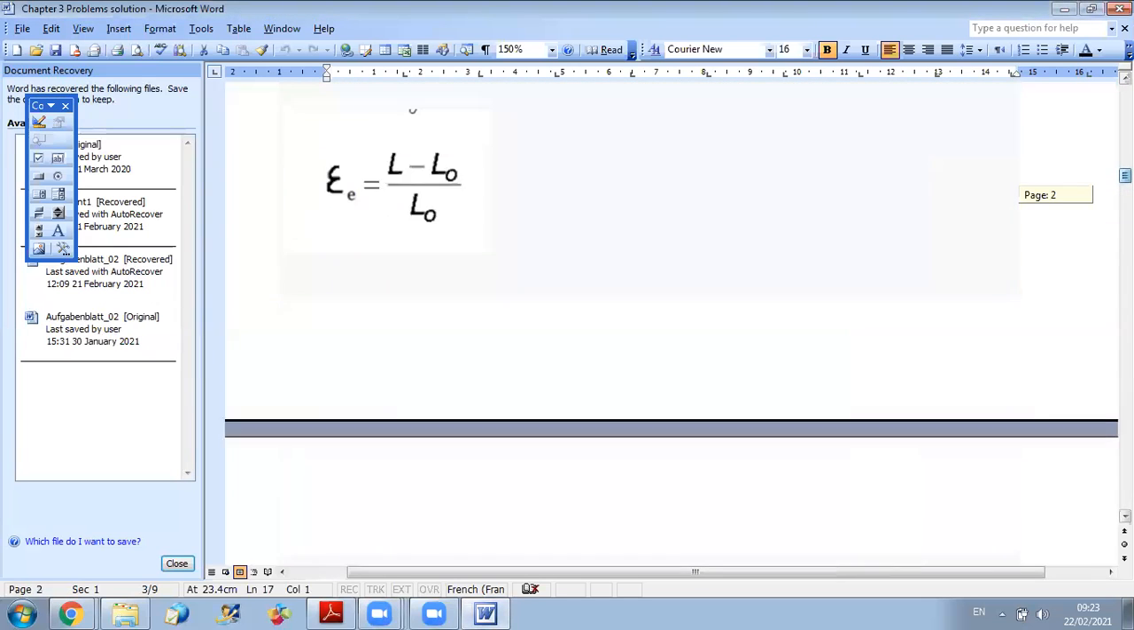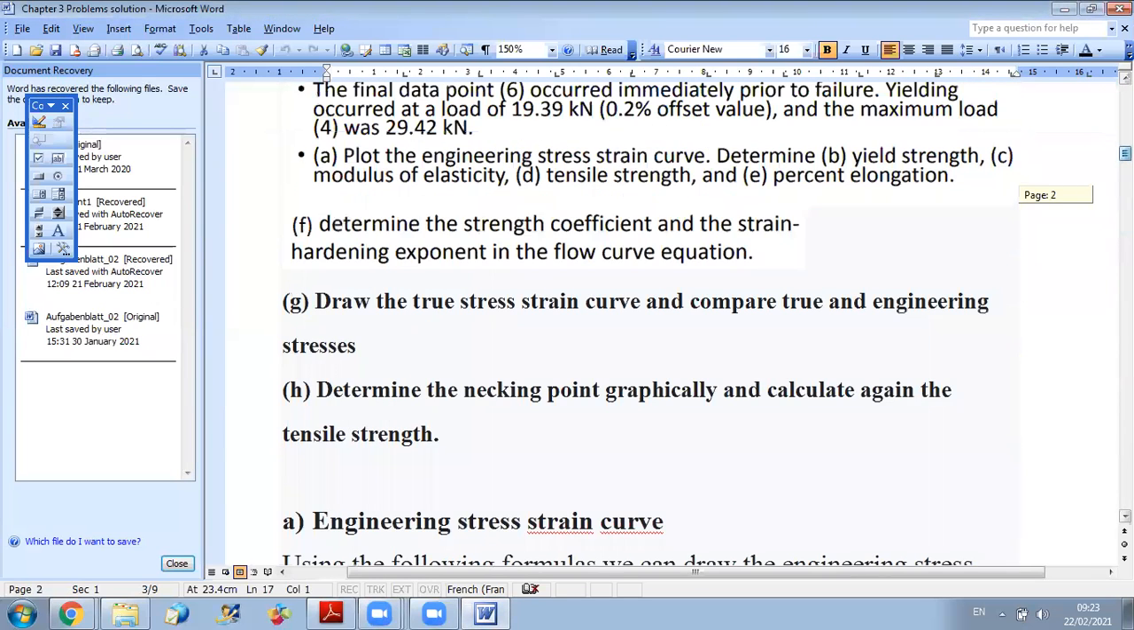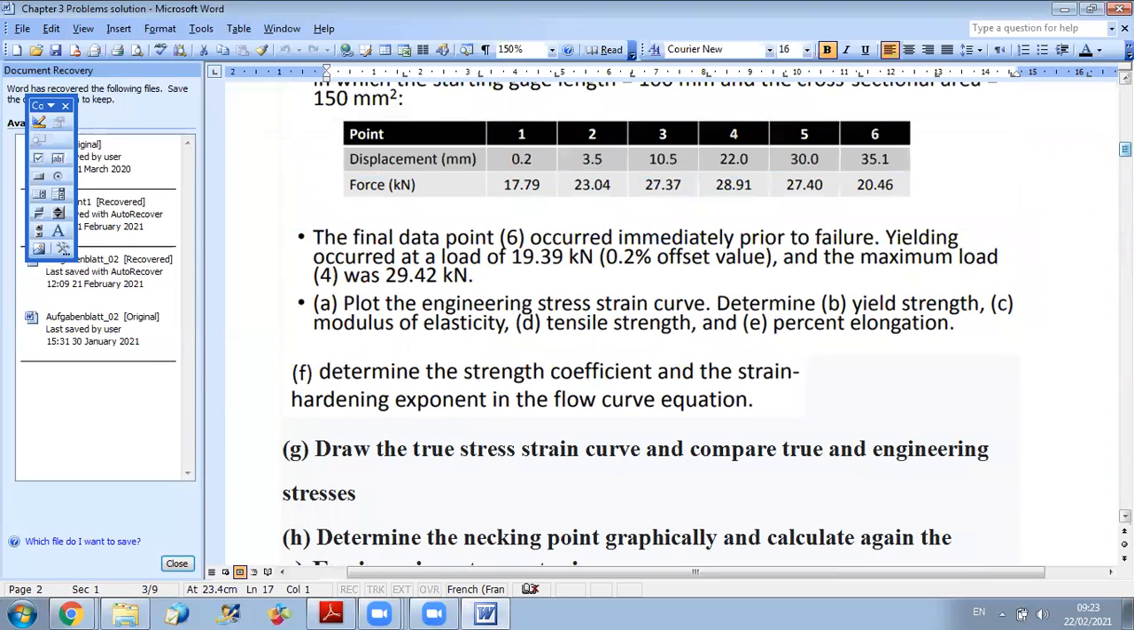Now, the first step was to draw the engineering curve. Part B is to determine the yield strength. Here also they gave us the load at yield, which is 19.39 kilonewton. So we can simply divide by the original area A0 to get the yield strength. Concerning the modulus of elasticity, like the previous method, since the yield value is based on 0.2 offset, we will do as we did in the previous problem. We will consider E equal to delta sigma over delta epsilon.